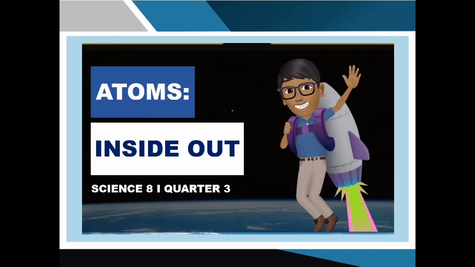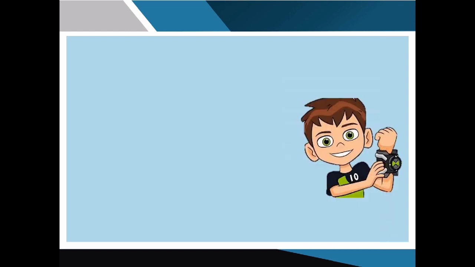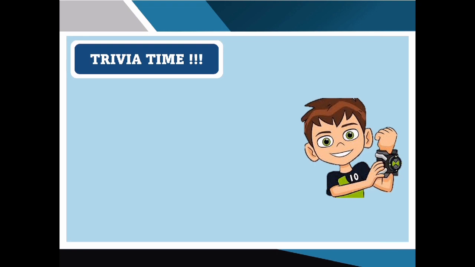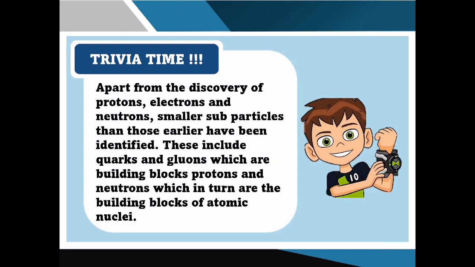With this, you can now accomplish the different activities in your learning activity sheet number 6. Oh, it's another trivia time! Apart from the discovery of protons, electrons, and neutrons, smaller subparticles than those earlier have been identified. These include quarks and gluons, which are the building blocks of protons and neutrons, which in turn are the building blocks of atomic nuclei. Hence, this further disproved the idea that atoms are indivisible.